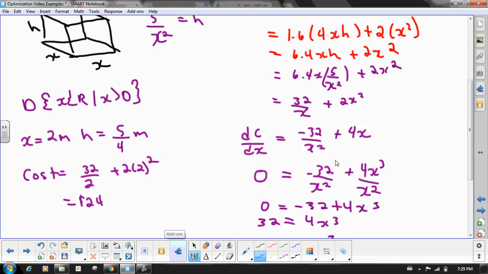So that's how we do a question where we incorporate the cost. The mistake students make here is they just do the surface area equation, take the derivative, and solve for that. However, you're not minimizing the surface area, you're minimizing the cost.